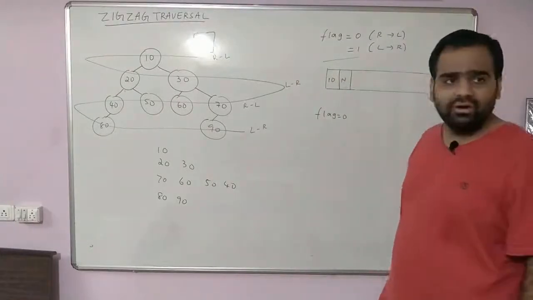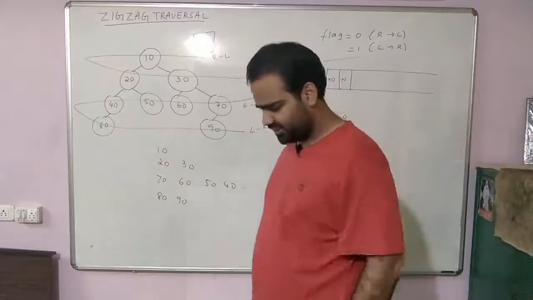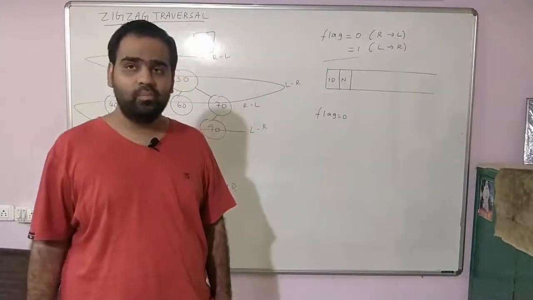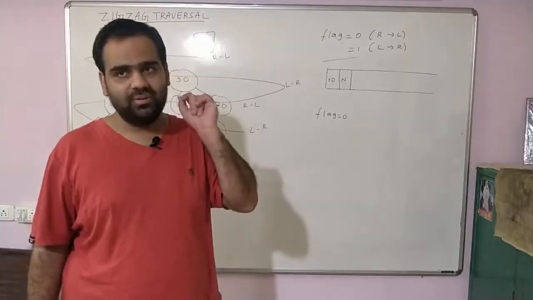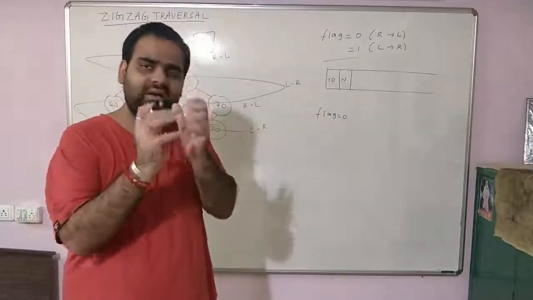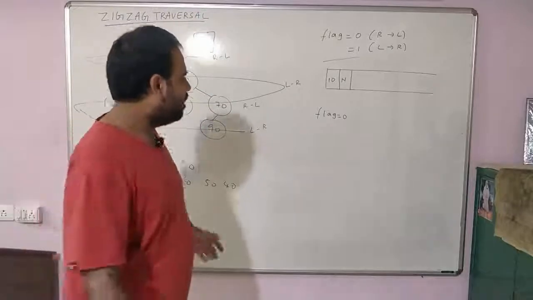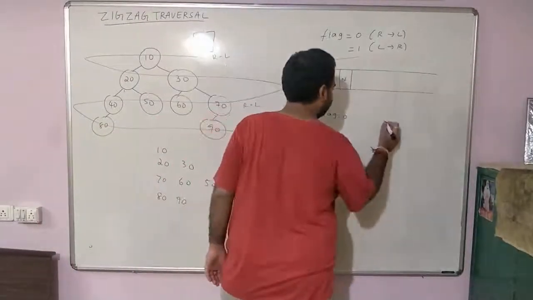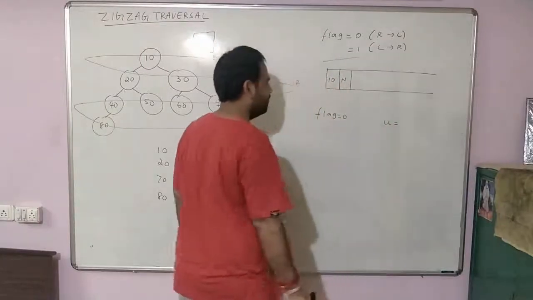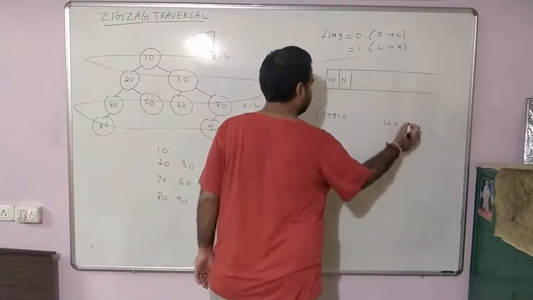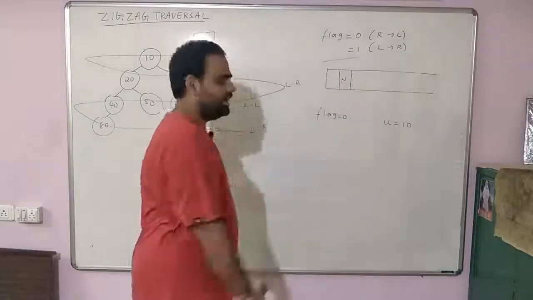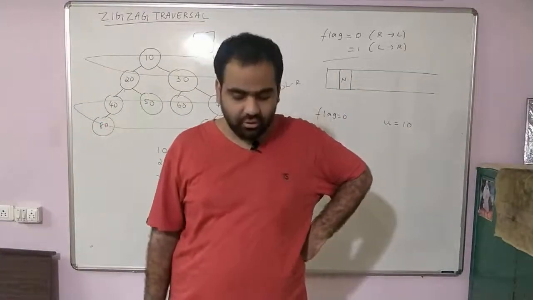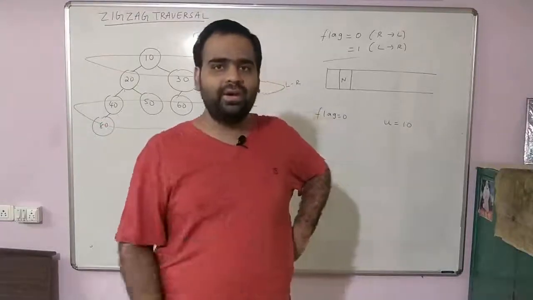Can anyone say why do we enqueue null? Yes, we have solved this already. We enqueue null because it marks the end of the level. It says that 10 is in one level. Is that okay? Now what we do, while the queue is not empty, we dequeue an item from the queue. Now what is the item you dequeue? You dequeue 10. Now as soon as you dequeue 10, we don't print immediately. Are you getting it? We don't print immediately. Why we don't print immediately?